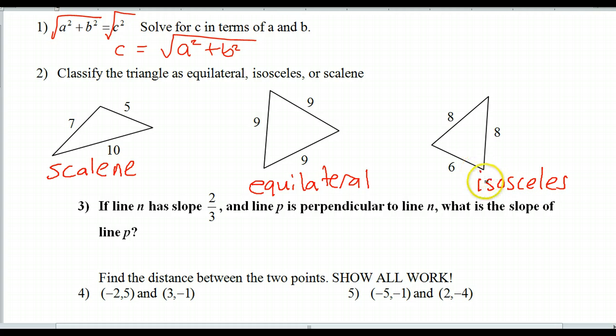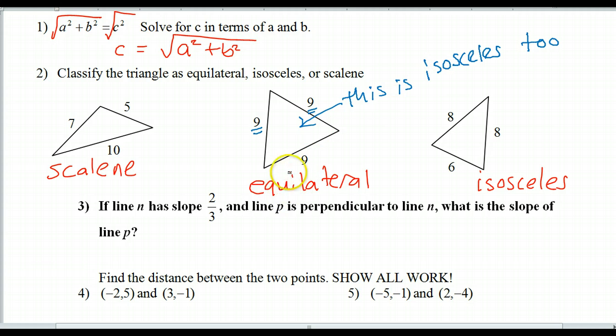Isosceles, because it has at least 2 sides that are congruent. Now, technically, this middle triangle is also isosceles by the way it's defined. I do want you to understand this. This is isosceles too, because it does have a pair of congruent sides. And isosceles is defined as at least 2 congruent sides. So having a third side that's congruent makes it a special kind of isosceles triangle called equilateral.